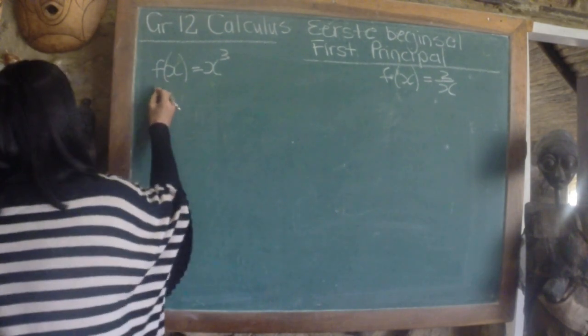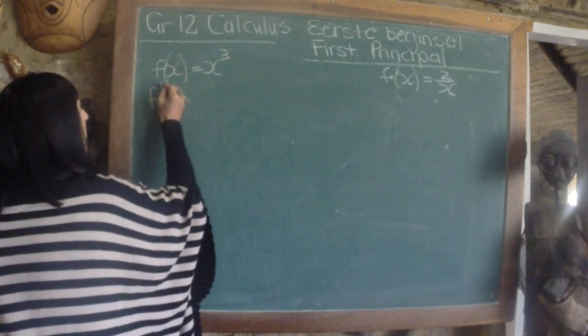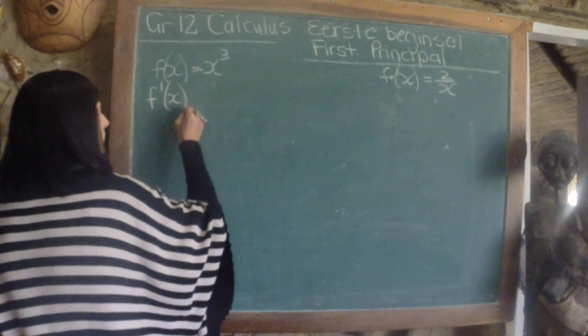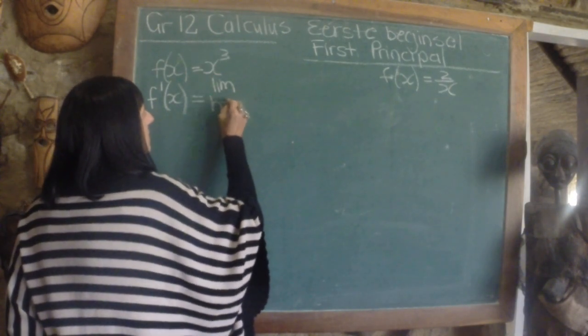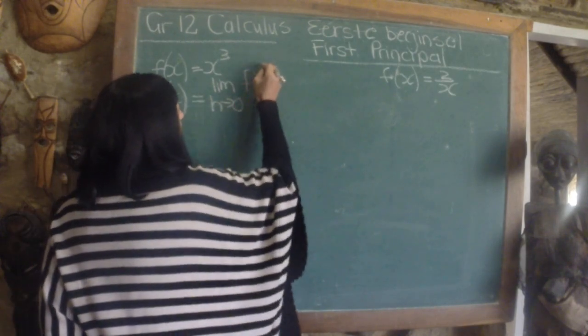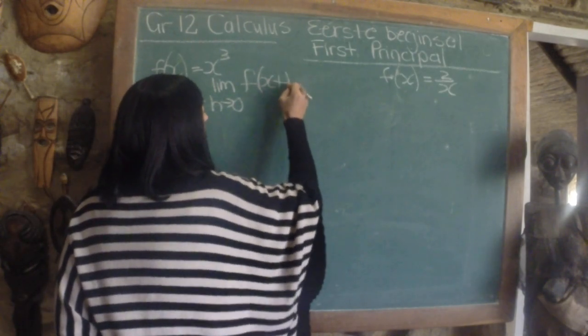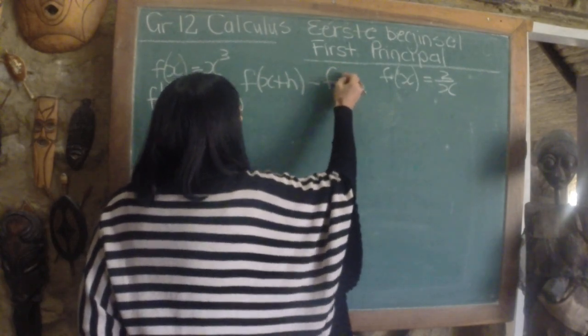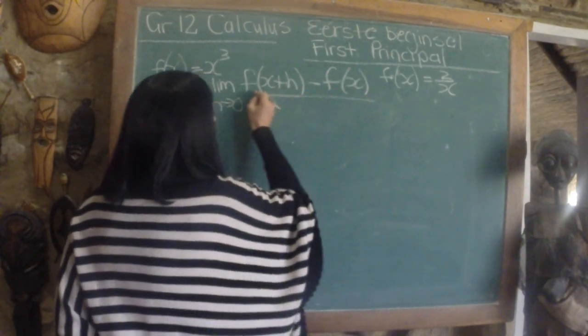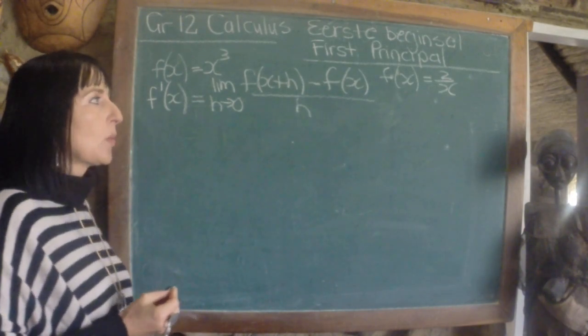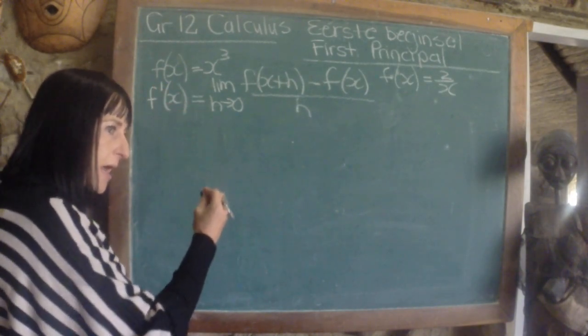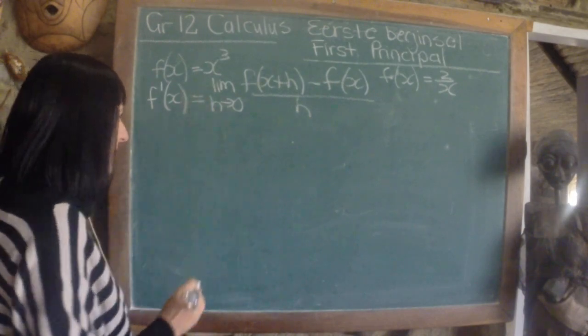Die eerste ding, altyd ons formule eers neerskryf. Jy moet jou formule neerskryf. Dis die limiet van h wat strewe na 0 van f(x plus h) minus f(x) op h. Now it's very well, and the limit h strives to 0 must always be there, and you must take it down, down, down until you substitute 0.